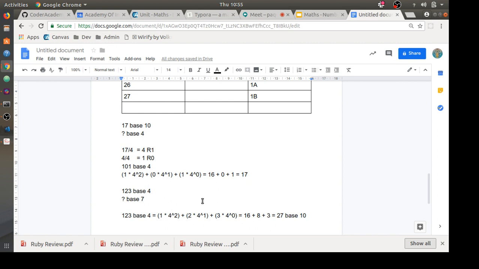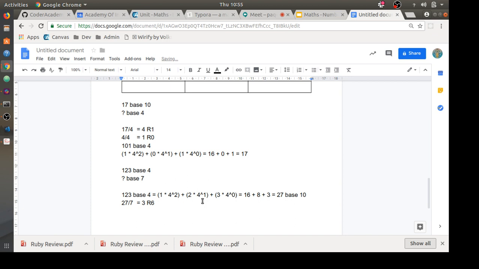So 27 divided by 7 is 3 remaining 6. Are we done? Yes, we are, right? So the digits are 6, 3, which reads 3, 6. And let's just double check that.